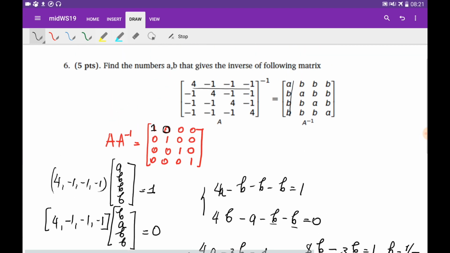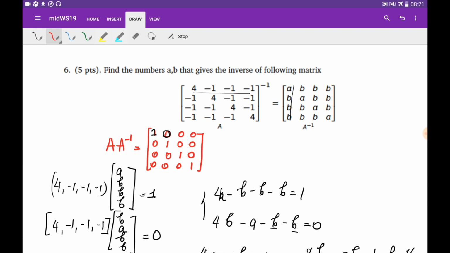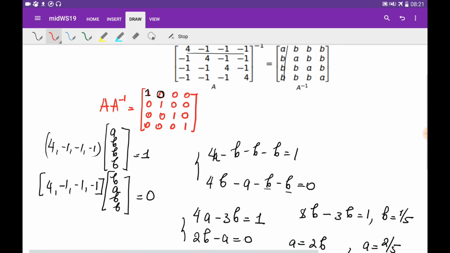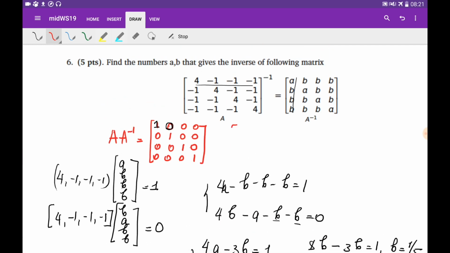So the inverse of this matrix A is obtained when I substitute A to be equal to 2 over 5 and B to be equal to 1 over 5. So basically I need to substitute all the appearances of A with 2 over 5 and all the appearances of B with 1 over 5, and it's going to be the inverse.